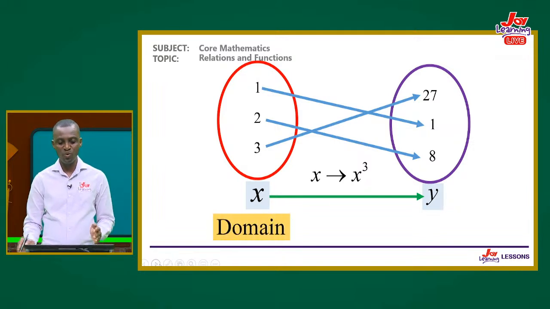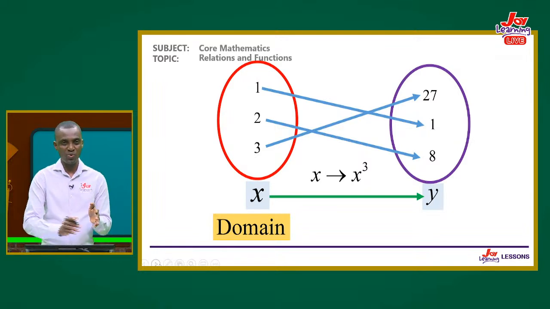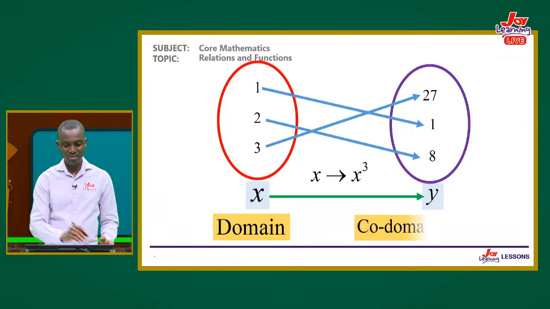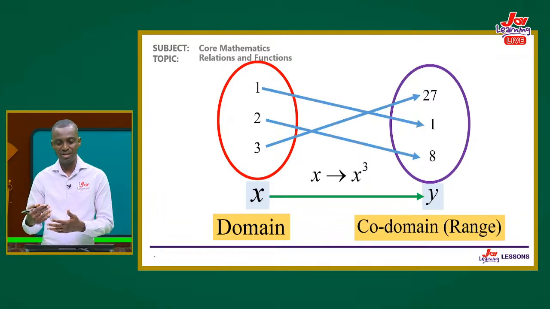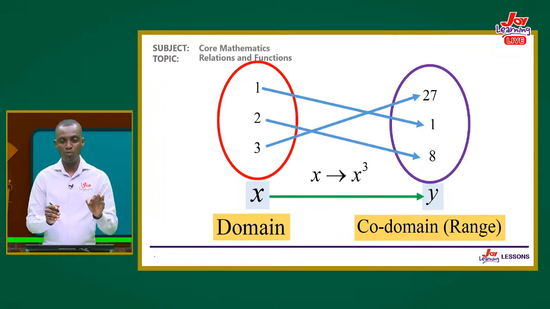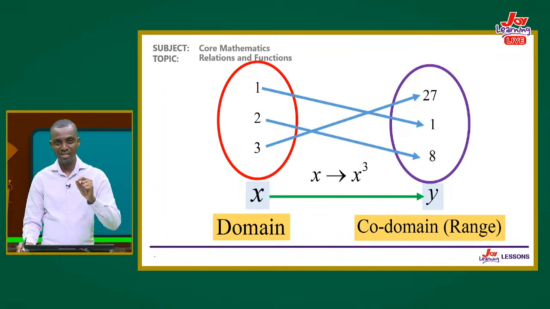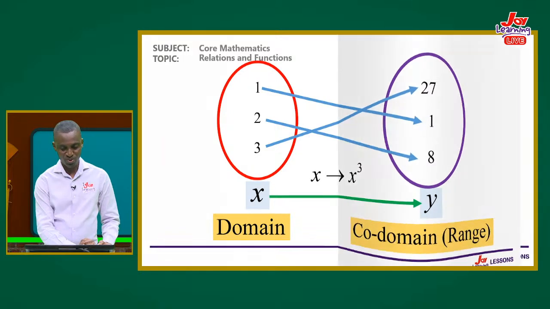Anytime we relate one set to another, we name the main set that is to relate as the domain, and the set that is receiving becomes the codomain or range. Very soon I will explain the difference between codomain and range. For now I'm just looking at them as the same, but then I will let you understand the difference between the two as well.